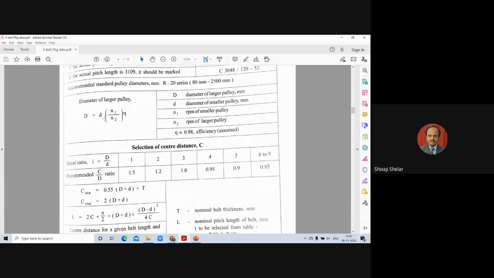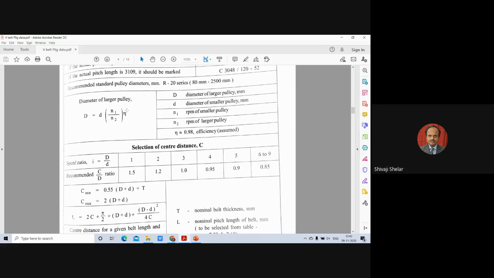The smaller pulley diameter D is selected from the earlier table. Larger pulley diameter will be equal to D into N1 upon N2 into eta. So N1 and N2 are the speeds here. N1 is the RPM of the smaller pulley, N2 is the RPM of the larger pulley, and eta here is the efficiency of the drive. Normally you can assume 98 or 100% efficiency. If you know this efficiency, then only we will use it. Otherwise, we will use this efficiency as 100%.